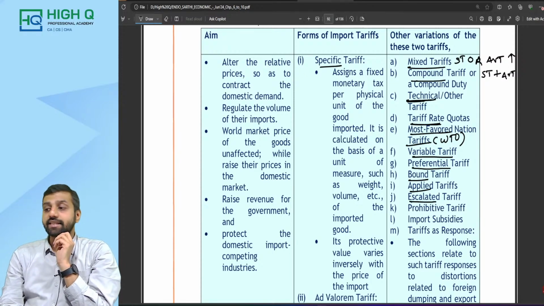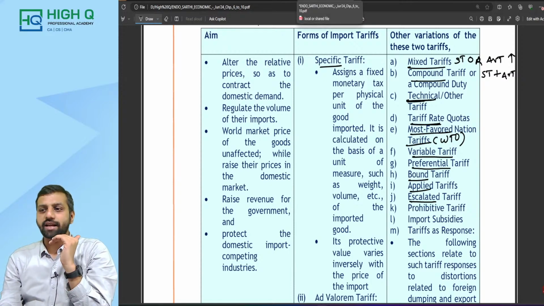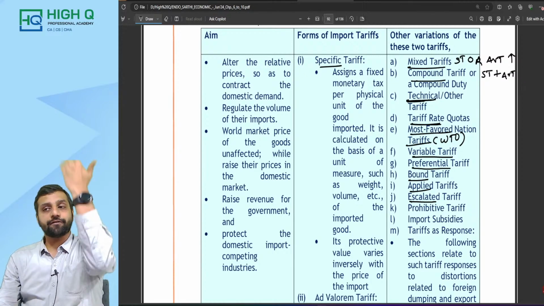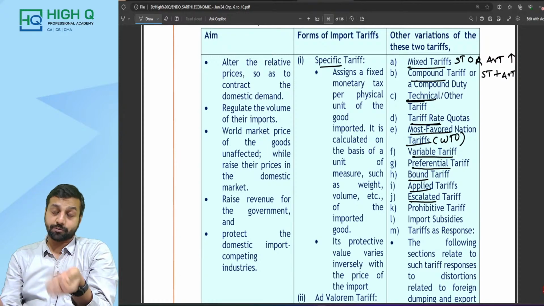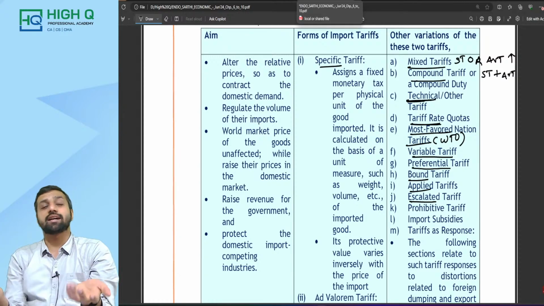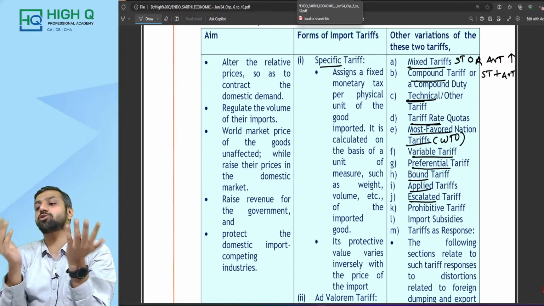Then there is escalated tariff. So on raw materials, we will charge a lower tariff. On semi-finished goods, a little higher tariff. On finished products, very high taxes. Because we want to encourage production in India, we want to discourage direct import of goods. So if you are importing a final product, we will charge you a higher tariff.